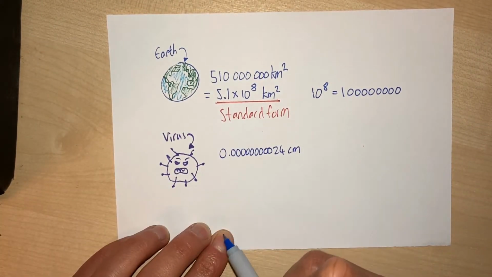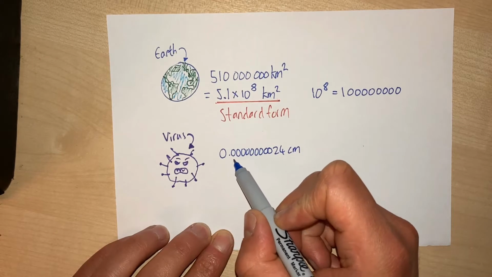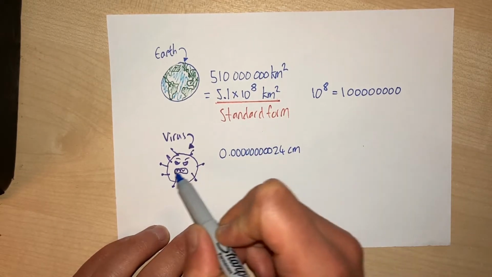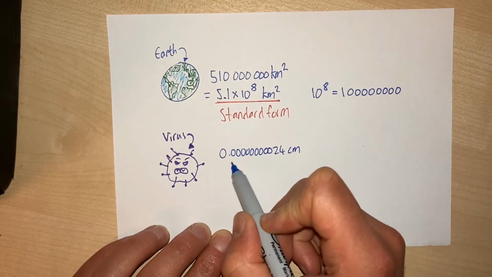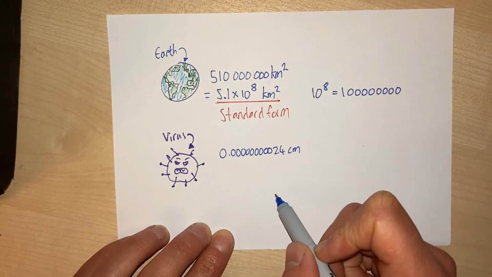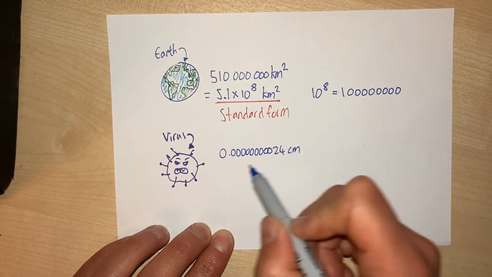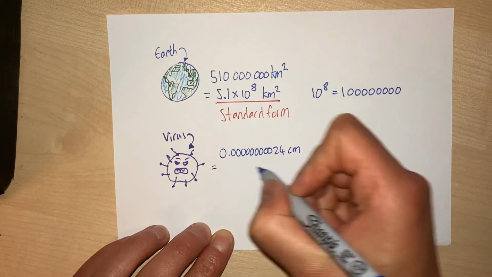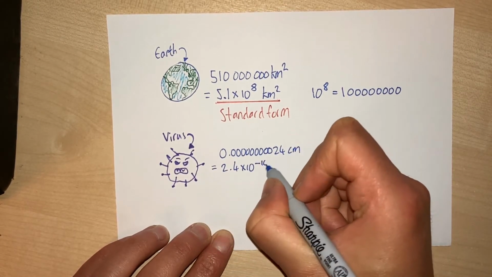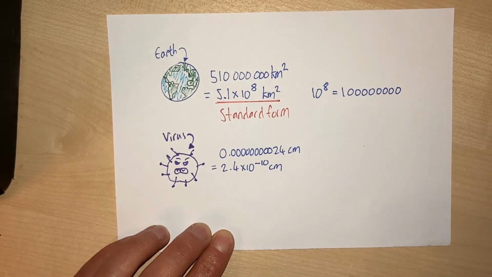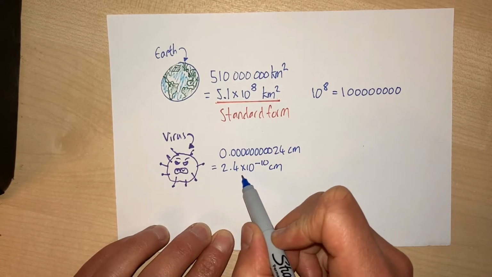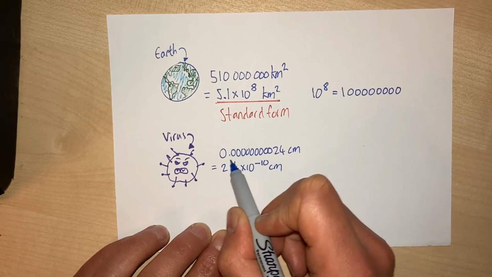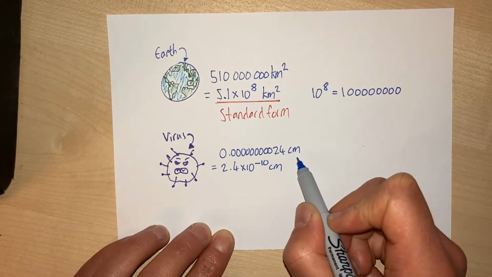A certain virus is 0.00000000024 centimetres in diameter. That's a really small number. Now we can use standard form to represent small numbers as well as large numbers like this. Here, 2.4 multiplied by 10 to the power of negative 10 is equal to this small number here.